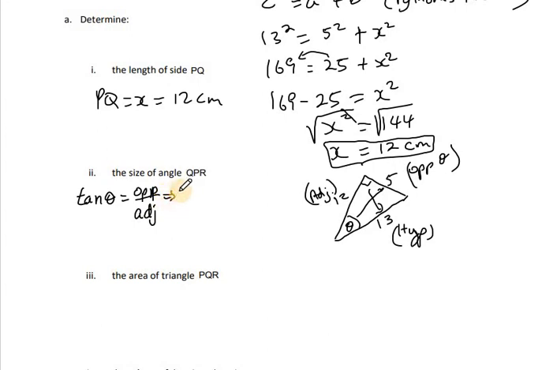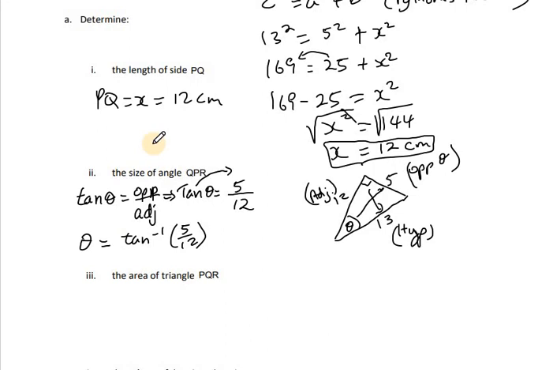which implies that tan theta is equal to, what's the opposite? Opposite is 5 over the adjacent, which is 12. For me to find theta, I need to transpose it. So I have theta is equal to tan inverse of 5 over 12.